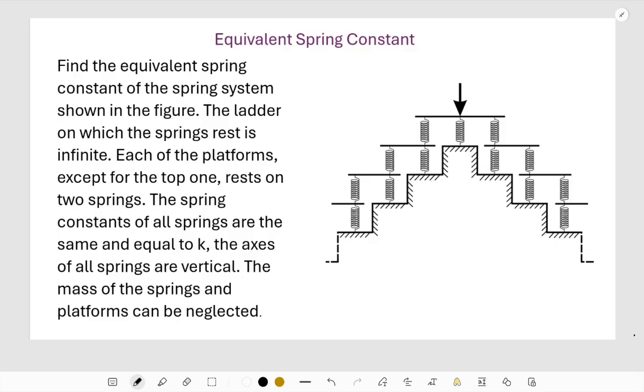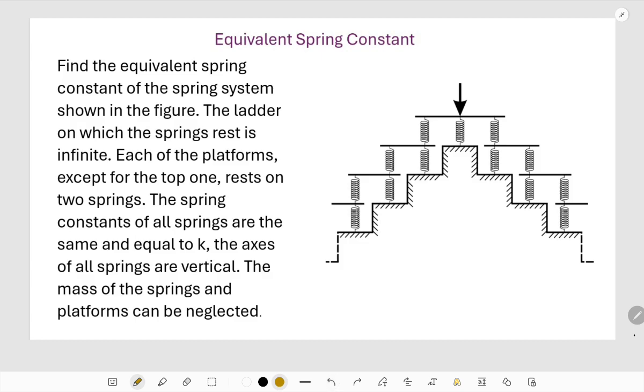The problem says: find the equivalent spring constant of the spring system shown in the figure. So we can see the figure here, and the ladder on which the springs rest is infinite. That means this set of things is infinite.